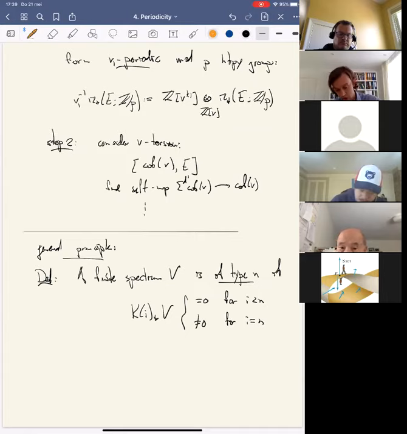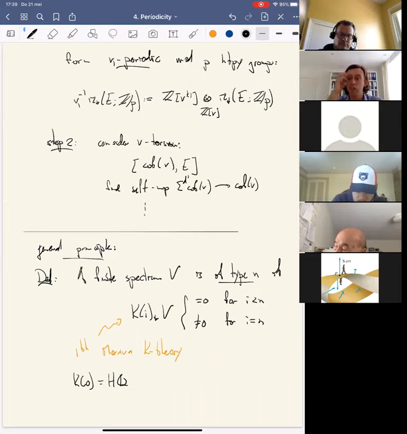Okay, so as I said, this K_i is the ith Morava K theory. If you're aware of those, then great. If you're not, the first few examples are K_0, usually just defined to be rational homology.